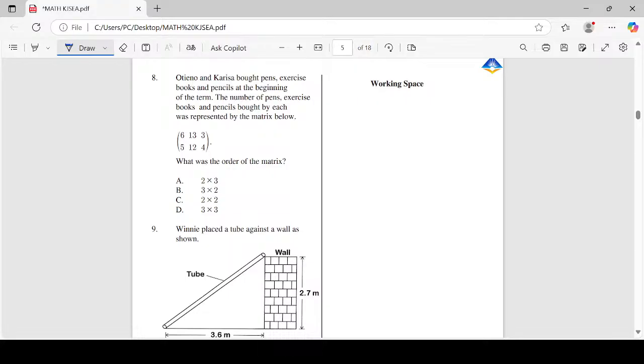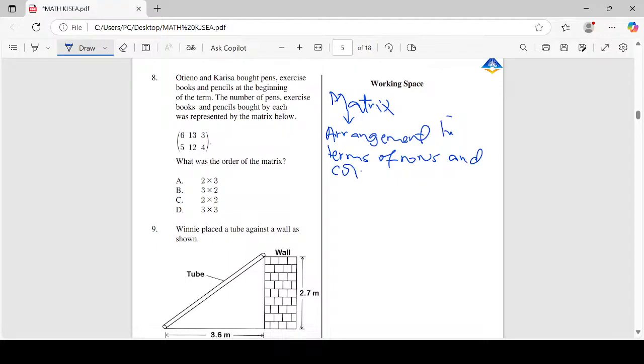Learners, when you talk about a matrix, what are we referring to? This is simply an arrangement. A matrix is just an arrangement in terms of rows and columns. An arrangement in terms of rows and columns, that is what a matrix implies.